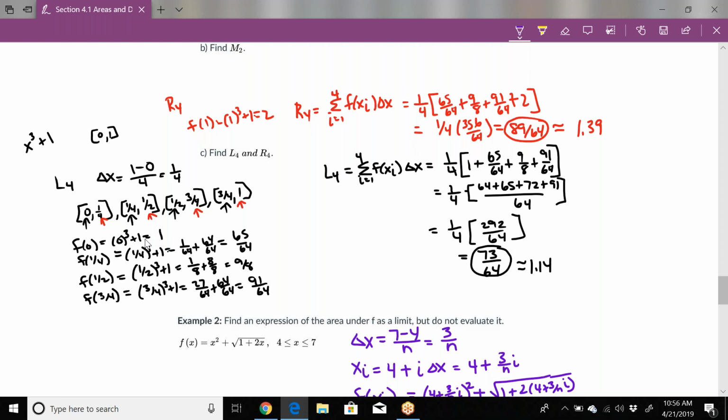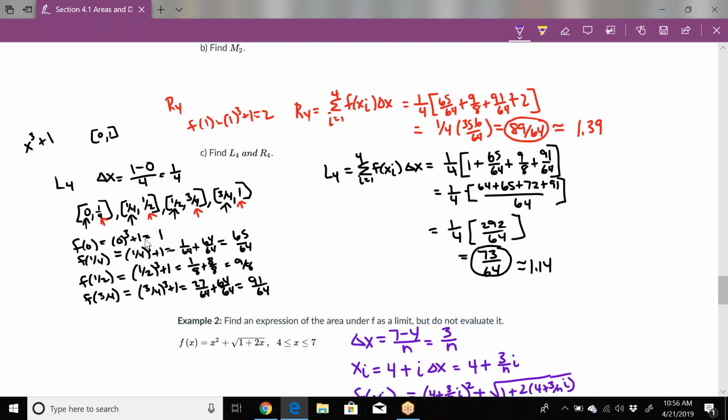And I'm going to go ahead and round that off to 1.14 just so we get an idea of what this actually represents. And remember, this is not saying that this is the exact area of that region. In fact, it's not. It's an approximation. And since the function is increasing from left to right, and we're using left endpoints, this is going to be an underestimate. It's going to be too low.